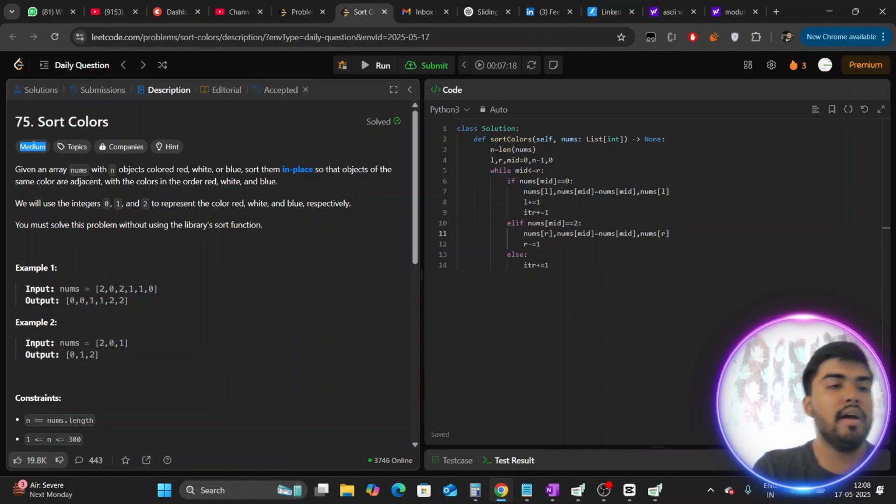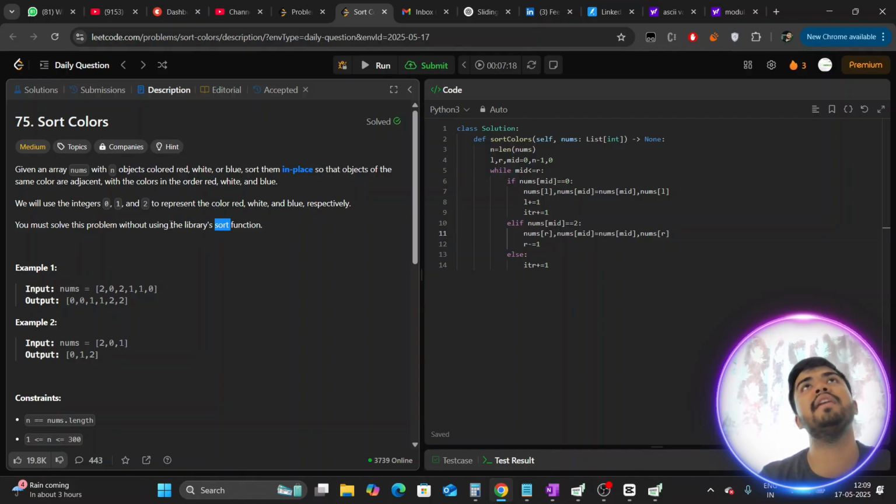So we will first understand the problem statement, then we will discuss the solutions accordingly. They have given an array nums with n objects colored red, white and blue. Sort them in place so that objects of the same color are adjacent, with colors in the order red, white and blue. We will use the integers 0, 1 and 2 to represent the colors red, white and blue respectively. You must solve this problem without using any library sort function.